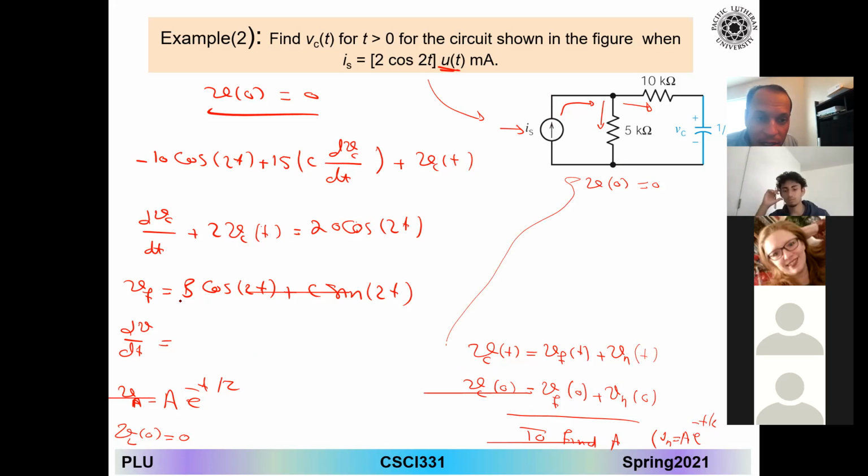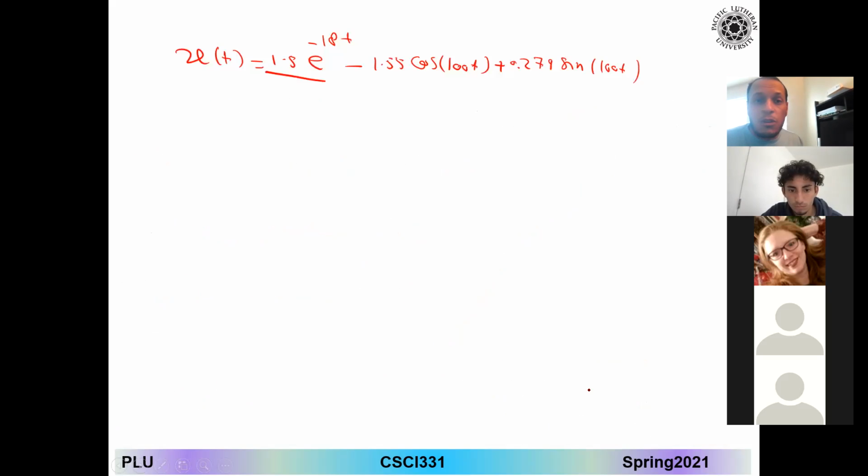To find B and C, you go to this equation here and plug in your parameters: the first derivative plus 2 times VF equals 20 cosine 2t. You end up with two unknowns and two equations. You can find B and C first, then finalize your equation with this formula here, and find A. Then you write your equation. It should look like that.